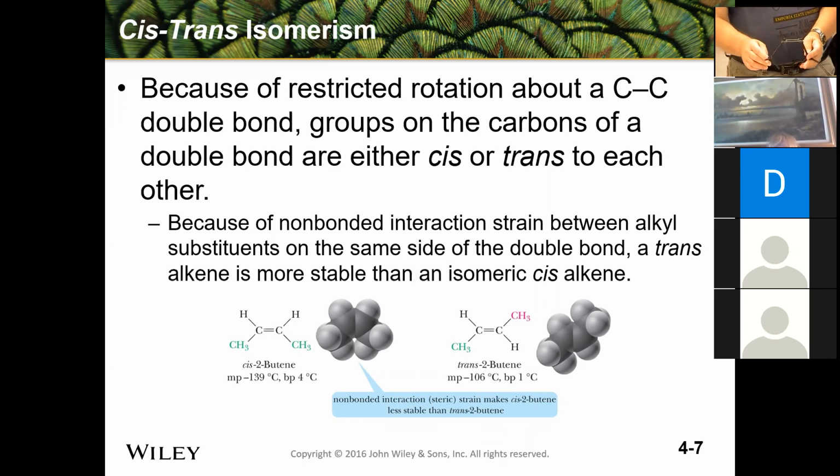And then to go to trans, I can't simply rotate. I actually have to break a bond and reform it up here. Right, so this is the trans isomer. Okay, those are geometric isomers. They're also called cis-trans isomers. They are different compounds. They have different properties, such as different melting points and boiling points.